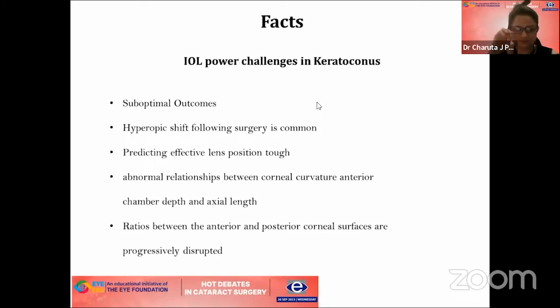And we have a myriad of challenges which we face while selecting a suitable lens. Standard IOL calculation formulas predict effective lens position based on the parameters of a normal eye. That cannot happen in these cases because of the abnormal relationship between the anterior and posterior corneal curvature, the varied anterior chamber depth and axial length. Also, standard keratometric indices depend on the predictable ratio between anterior and posterior corneal surface, which is progressively being disrupted in keratoconus.